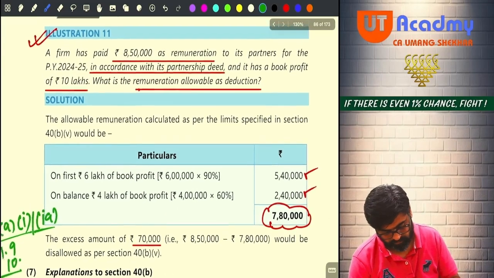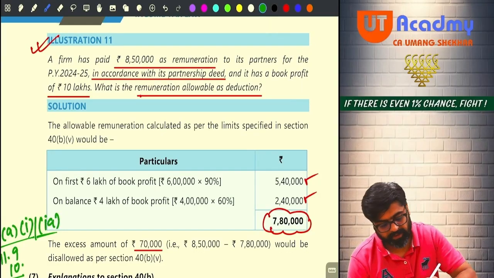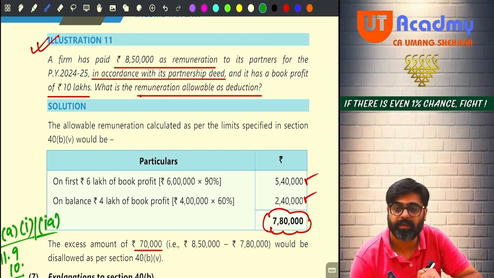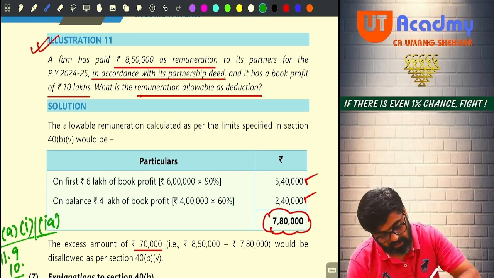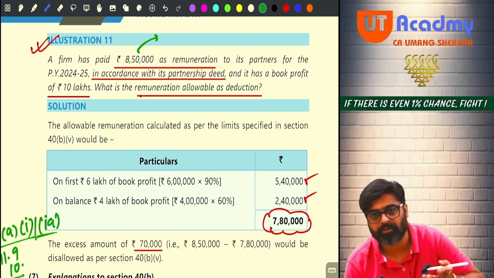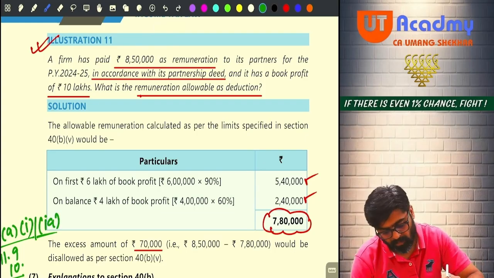11th, shall we? A firm has paid 8,50,000 as remuneration to its partners for the previous year 24-25 in accordance with its partnership deed. Can I say this is the actual remuneration given to the partner? Is your deed authorizing to pay this? Yes, this is authorized by the deed. And it has book profit of rupees 10 lakhs.